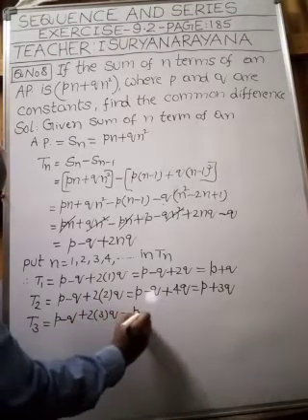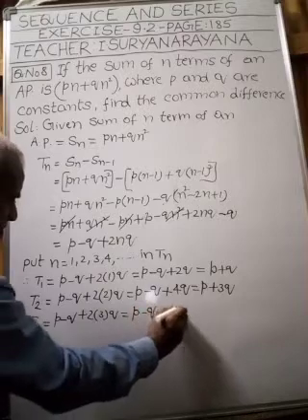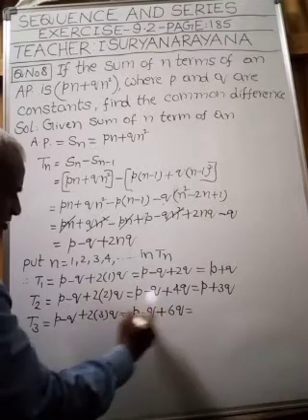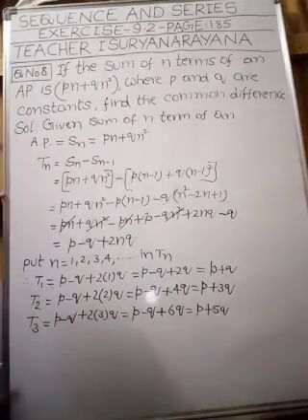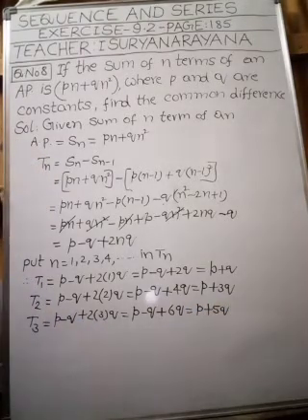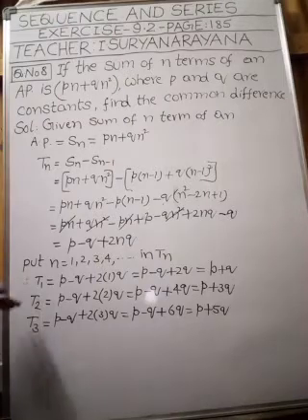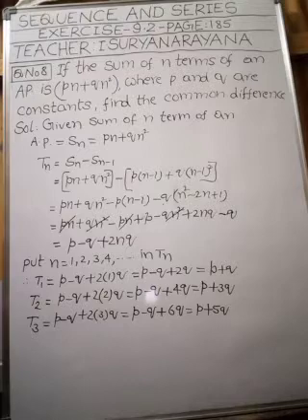P minus Q plus 6Q. After simplification, what will you get? P plus 5Q. Yes or no, my children? These are enough. Actually, the first two terms are enough to find the common difference of this arithmetic progression.